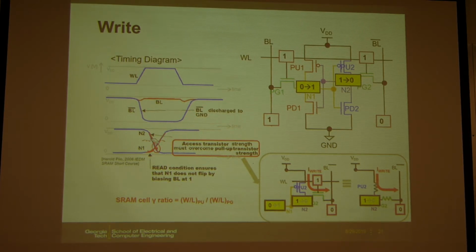So similarly, we can define another ratio, which is this gamma ratio. It's defined as the pull-up transistor's W over L divided by the pass gate transistor's W over L. So this is related to the PU and PG. This is similar to what I drew earlier. So you can approximate those two as two resistors. And you have that voltage divider effect. And in this case, you want the gamma ratio to be small.